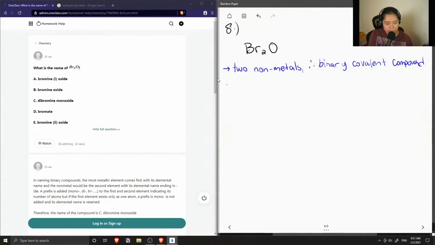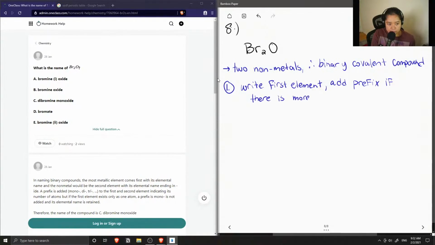So when naming a binary covalent compound, we first need to write the first element, and we also need to add a prefix if there is more than one. Okay, so I'll write all the prefixes on the right.